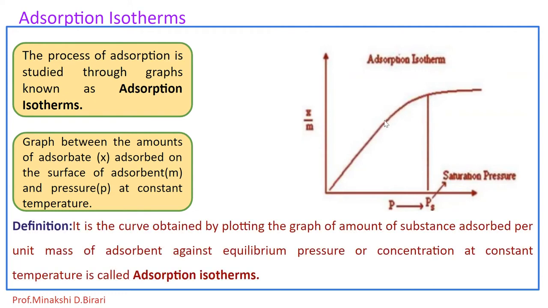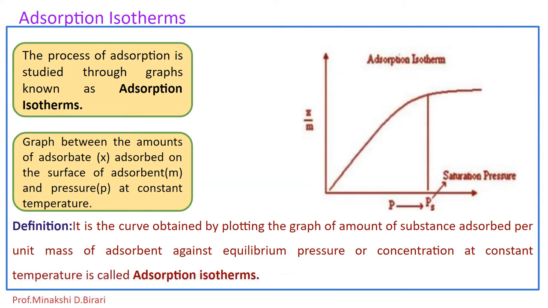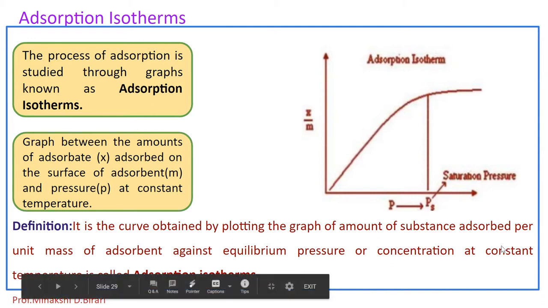It is the curve which is obtained by plotting the graph of the amount of substance adsorbed per unit mass of adsorbent against equilibrium pressure or concentration at constant temperature. It is called adsorption isotherm. The relation between the amount of substance adsorbed by adsorbent and equilibrium pressure or concentration at constant temperature is called adsorption isotherm.